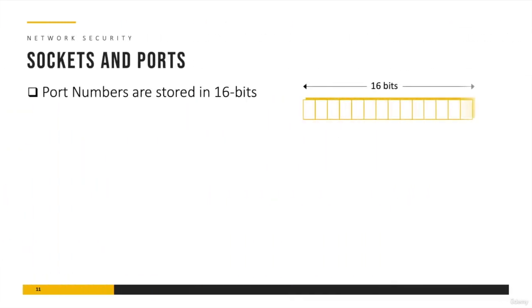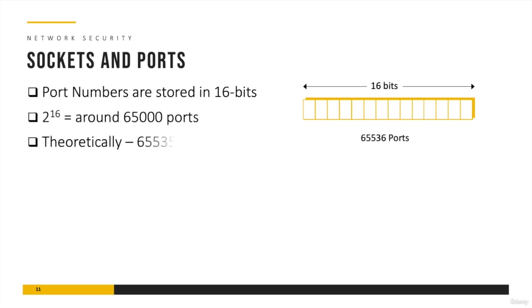Now, port numbers are always stored in 16 bits, which basically means that you can have 2 raised to the power 16, roughly 65,000 different ports. And since we just discussed that every application needs its own unique port, theoretically, every system or every PC can support 65,000 different applications at one time.